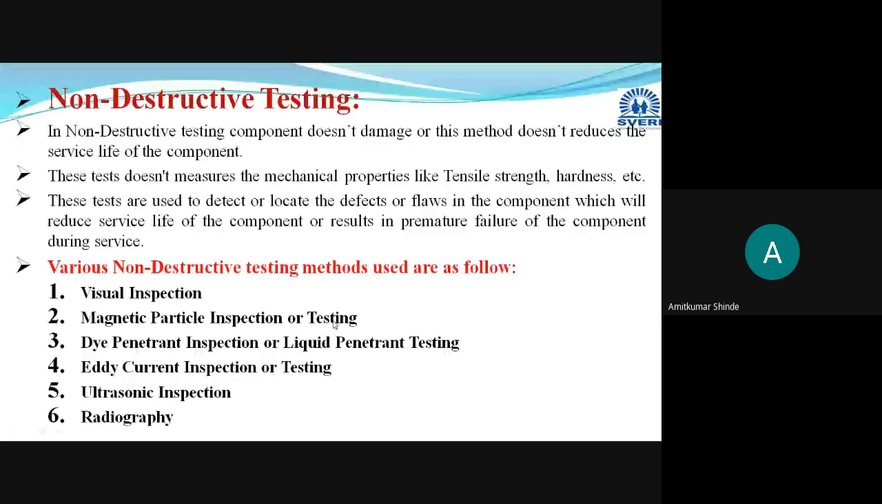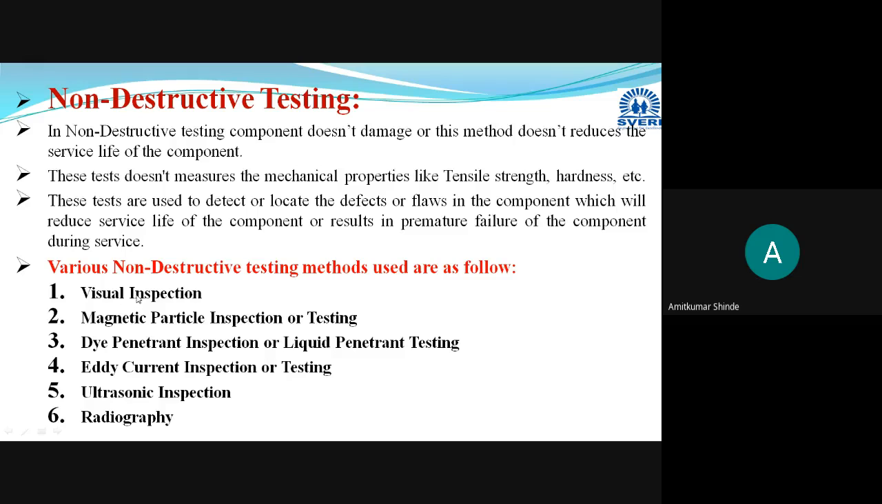Then the third method is dye penetrant inspection, also known as liquid penetrant inspection or liquid penetrant testing. Then eddy current testing or eddy current inspection. Then ultrasonic inspection, and the last is radiography. There may be a number of methods, but these six are the most commonly used.